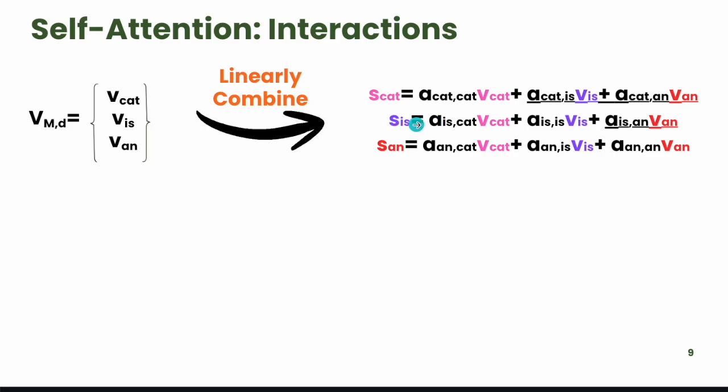So s_is is basically capturing the interaction for the word is with the word cat with some weighting, the word is with some weighting, and the word an with some weighting. So one thing one should note is all these underlined terms. All the terms which I have underlined, these are coming from the future, right?